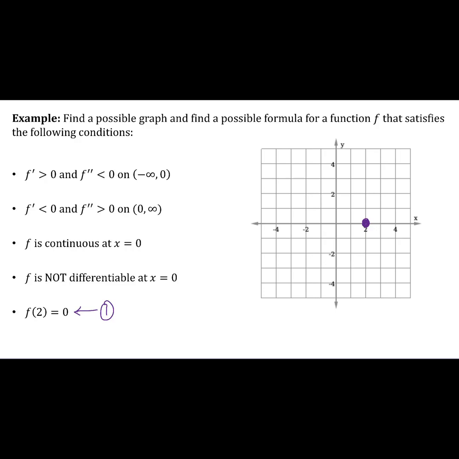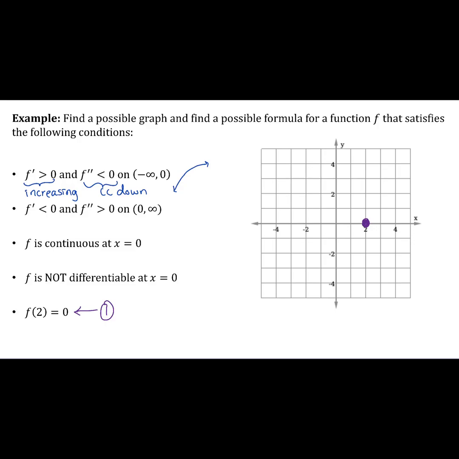Then taking a look at up here, that tells us that our first derivative is positive, so our function's going to be increasing. And then our second derivative is negative, so that tells us that we're concave down. So our graph is going to have to look something kind of like that for this part of our graph, so from -infinity to 0.